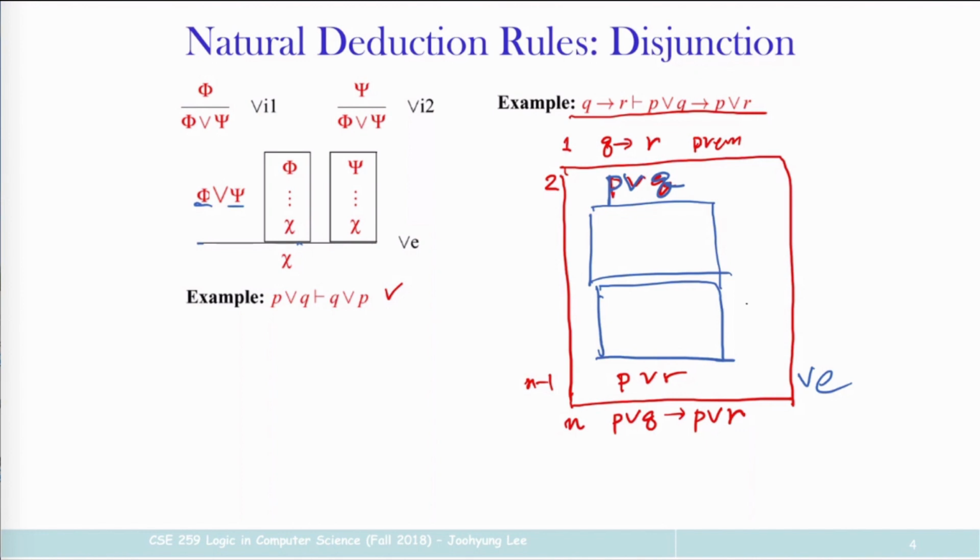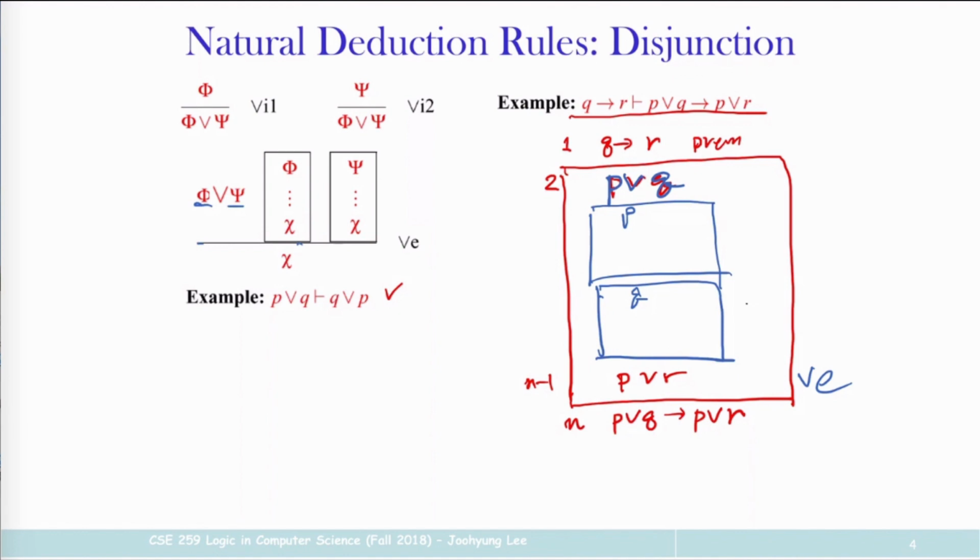What is the first line of the second box? What is the last line of the first box? Do the patterns match? Okay, very clear. So phi is P and psi is Q. And what is this psi? Well, let's say just X.